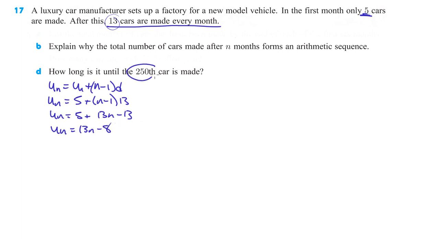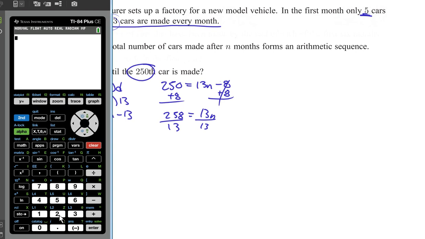Now, we want to know how long until the 250th car is made. So that 250 is going to go in for that u sub n part. So we would say 250 equals 13n minus 8. We would add 8 to both sides: 13n equals 258. Divide both sides by 13, and we'll see what we get. 258 divided by 13, and we get 19.84.